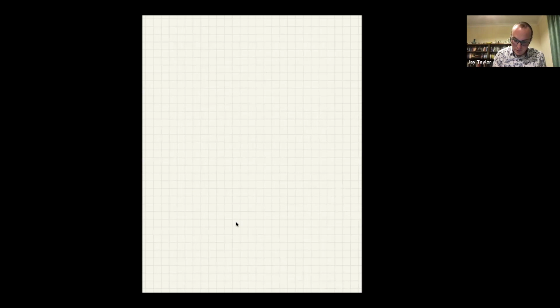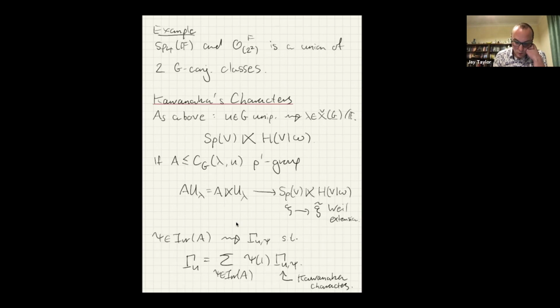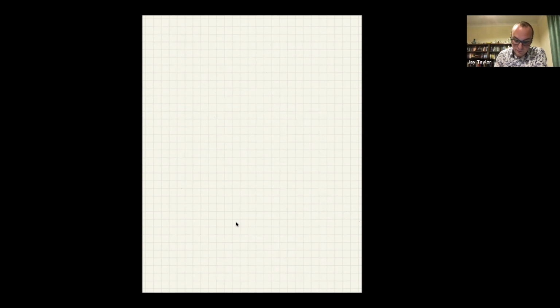So one would hope, so we know that the unipotent characters should be occurring inside these generalized Gelfand-Graev characters. And Kawanaka's suggestion was actually that one should be able to separate them out using these Kawanaka characters. So that means really that these Kawanaka characters should just contain a single unipotent character. Okay, and this is actually the main result that we were able to prove.